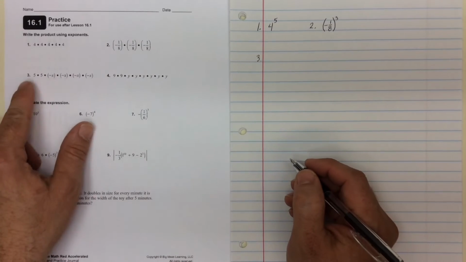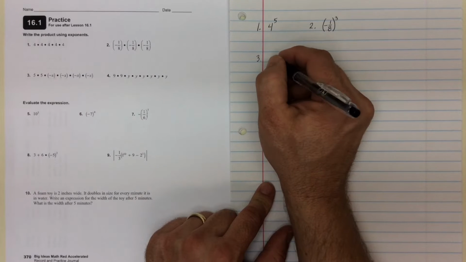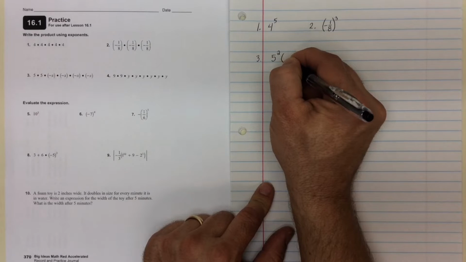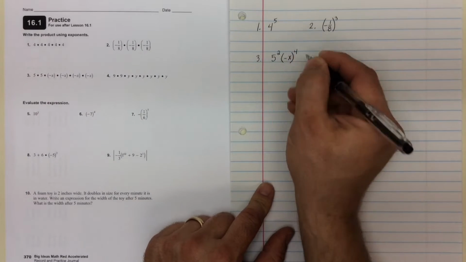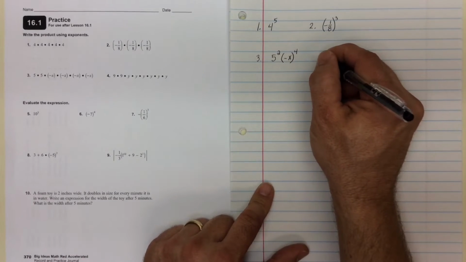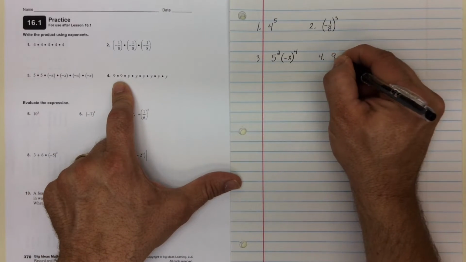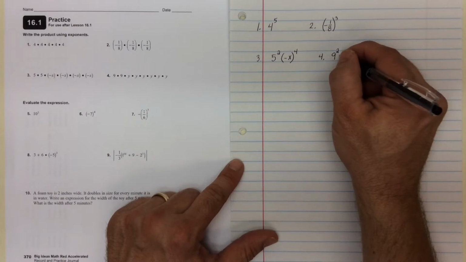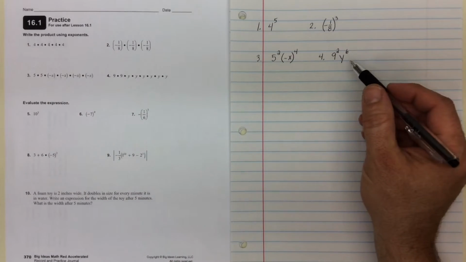Number 3. I have 2 5s multiplied together, and then 1, 2, 3, 4 negative x's. So 5 squared, negative x in parentheses to the 4th power. I don't need to put a multiplication symbol in there because they're next to each other. It's implied multiplication. Number 4, 2 9s, 9 squared, and then 1, 2, 3, 4, 5, 6 y's. 9 to the 2nd, y to the 6th.